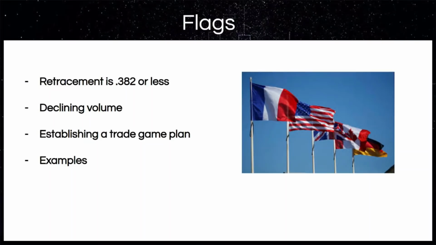So when determining if something is or is not a bull or bear flag, we have fib retracements to help us with that information. We know the ideal flags have a retracement of 382 or less, and I'll show you on the chart exactly what that means. We have declining volume as an ideal flag as well, and I'll show you how to establish a trade game plan based on a potential bull flag or bear flag, and we'll go over some examples.